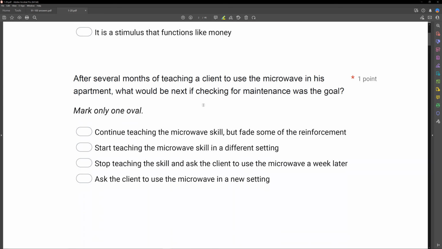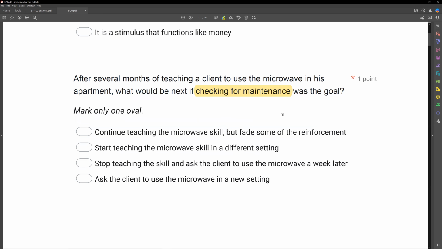After several months of teaching a client to use their microwave in his apartment, what will be next if checking for maintenance was the goal? Now be careful here. This one is a little bit tricky. What is our goal here? Our goal is checking for maintenance. Start there. This is why we are very careful. We systematically read the question and understand the question before going into the answer choices. We're not in a rush. Our goal is checking for maintenance.